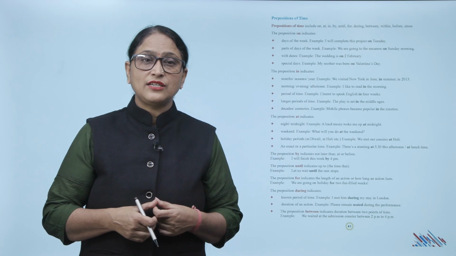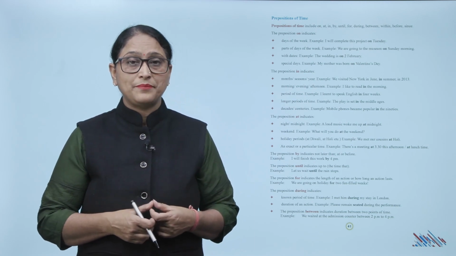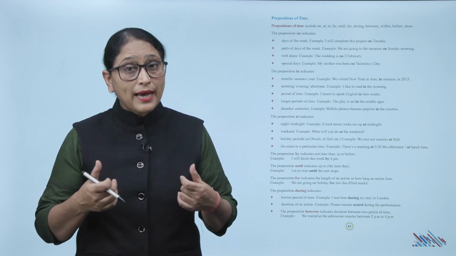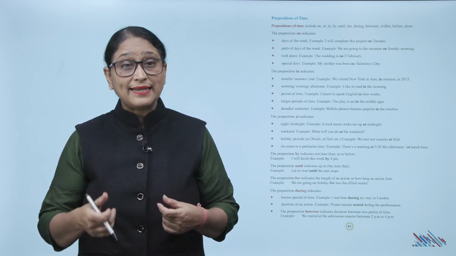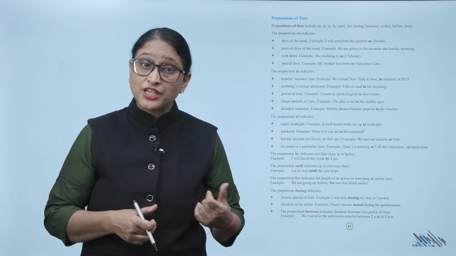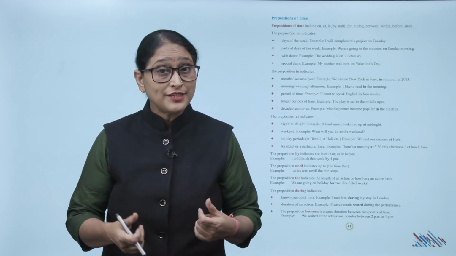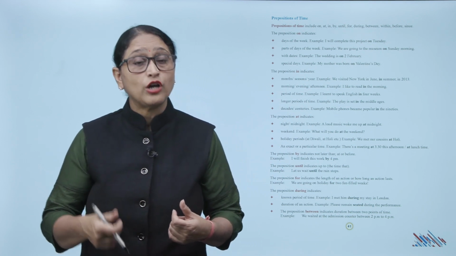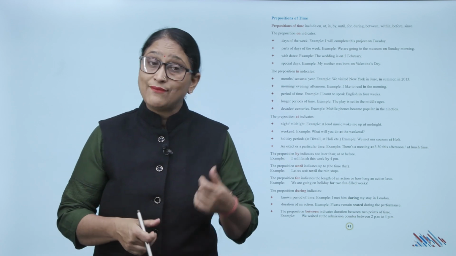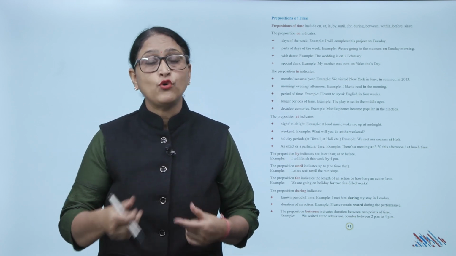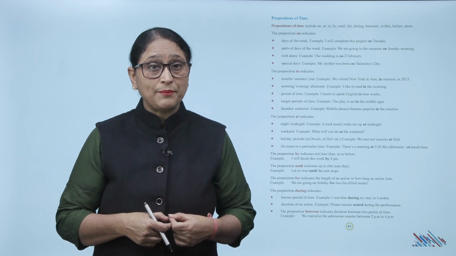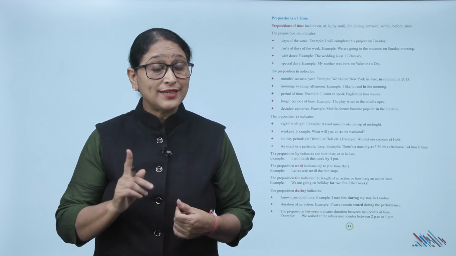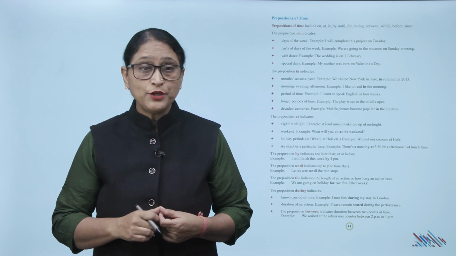An exact or a particular time. Example, there is a meeting at 3:30 this afternoon at lunchtime. The preposition by indicates not later than, at or before. Example, I will finish this work by 4 p.m. जो by का यूज़ है वो कहाँ के लिए होता है कि हमें क्या इंडिकेट करना है? Not later than मतलब उससे ज़्यादा देर नहीं होनी चाहिए.